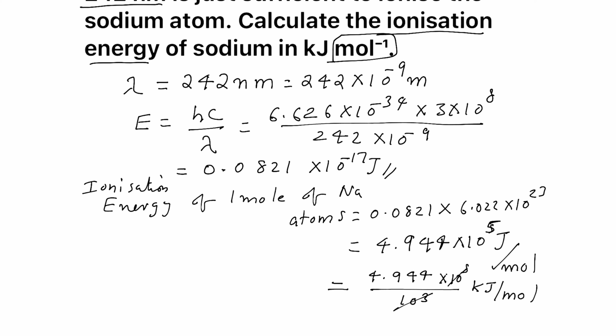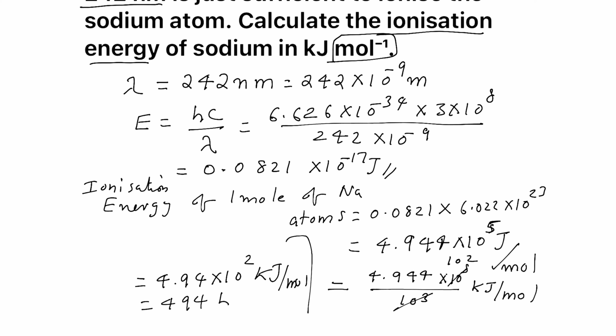10 raised to 3 and 10 raised to 5 cancel, and you will be getting 10 raised to 2. So what is our final answer? 4.94 into 10 raised to 2 kilojoule per mole, or you can say 494 kilojoule per mole. Okay, easy. Got it, right?